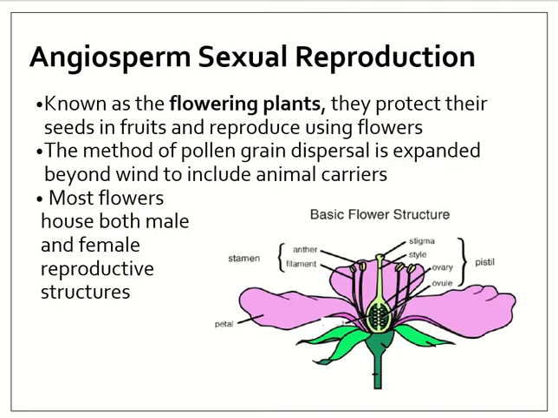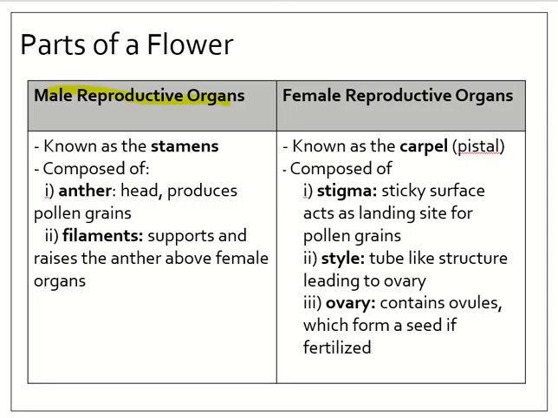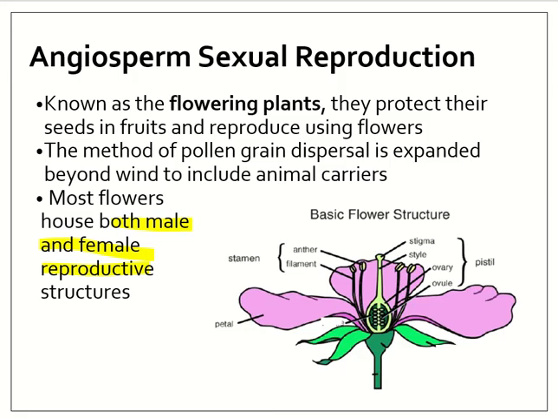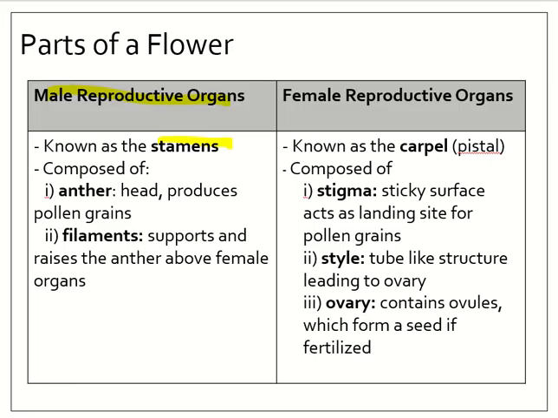Flowering plants are a little bit different. These are known as your angiosperms. They usually have both male and female reproductive structures, so they have both male and female organs. The male organ is the stamen. You can see here it produces your pollen. It has the anther and the filament. The anther is where the pollen grains are produced, and the filament holds it really high up above the female reproductive organs, which allows for self-pollination.